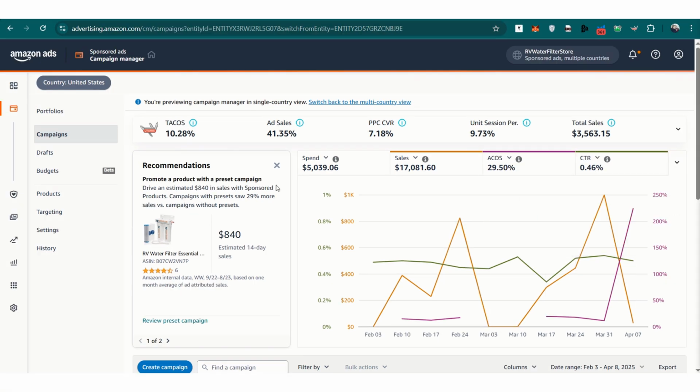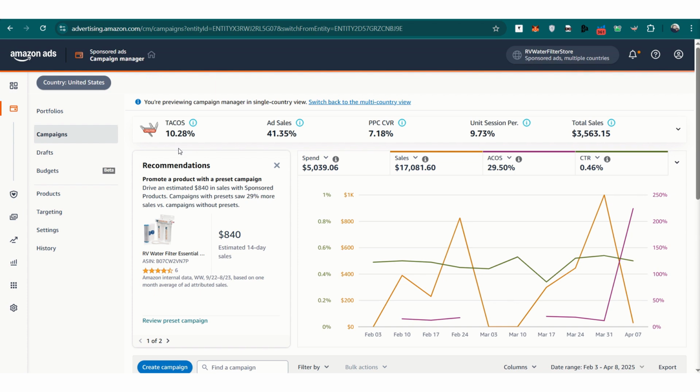Now, TACOS, total advertising cost of sales, is where things get more interesting. Unlike ACOS, which only considers ad-attributed sales, TACOS takes into account your total revenue, including organic sales. It's calculated by dividing your ad spend by your total revenue. For example, if you spend $30 on ads but generate $300 in total sales, your TACOS would be 10%. TACOS helps measure the long-term impact of your advertising.